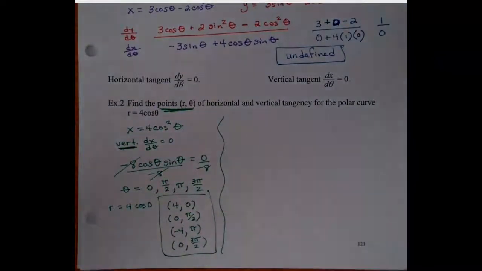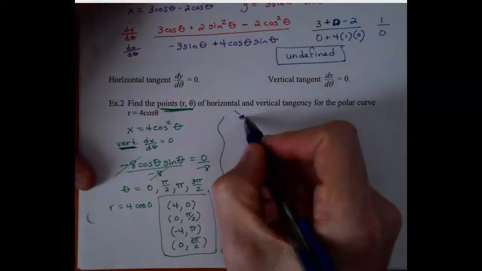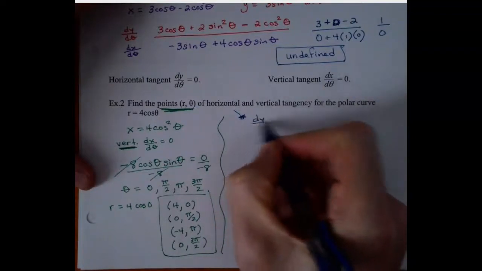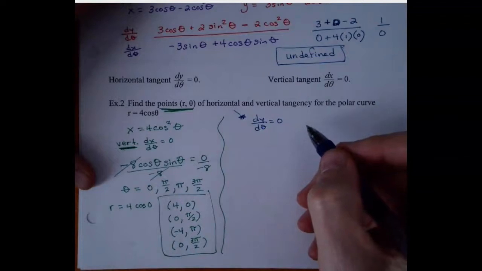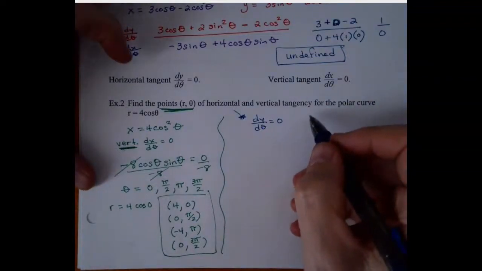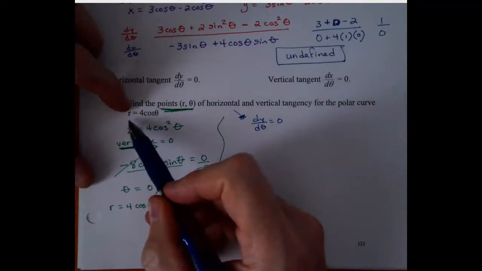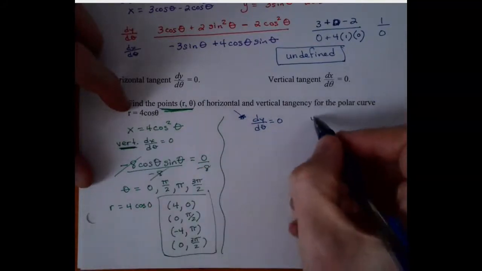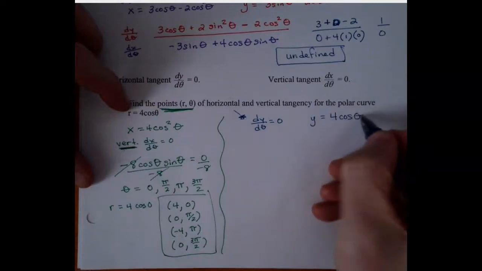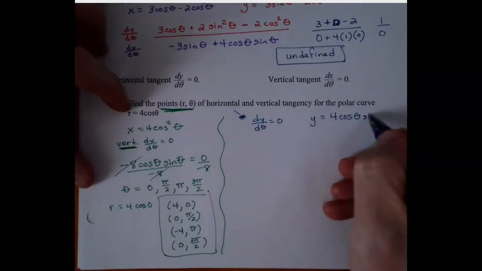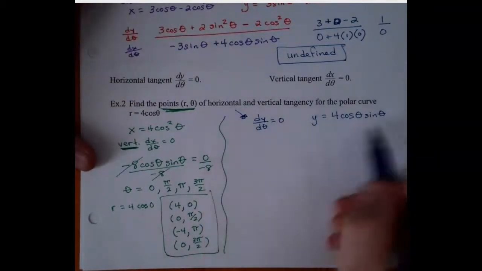Now let's do the horizontal tangent lines. The horizontal tangent lines are where dy/dθ equals 0. If we look at r as y over sine theta, and we multiply both sides by sine theta, we get y equals 4 cosine theta sine theta. Horizontal tangents are when the derivative equals 0.